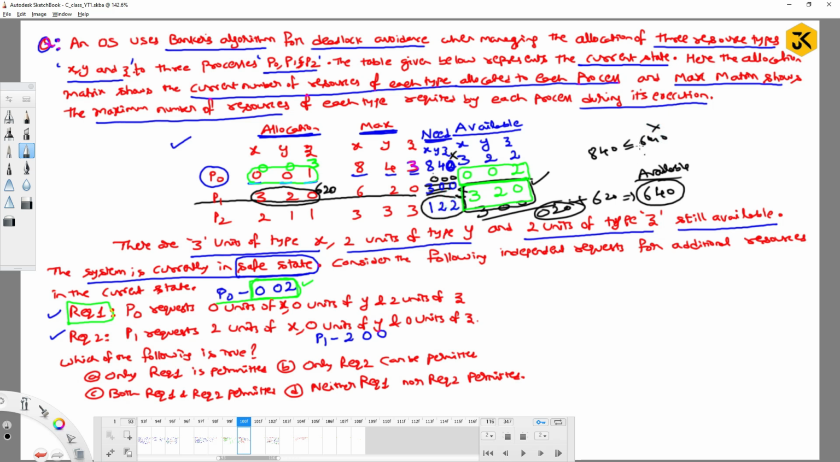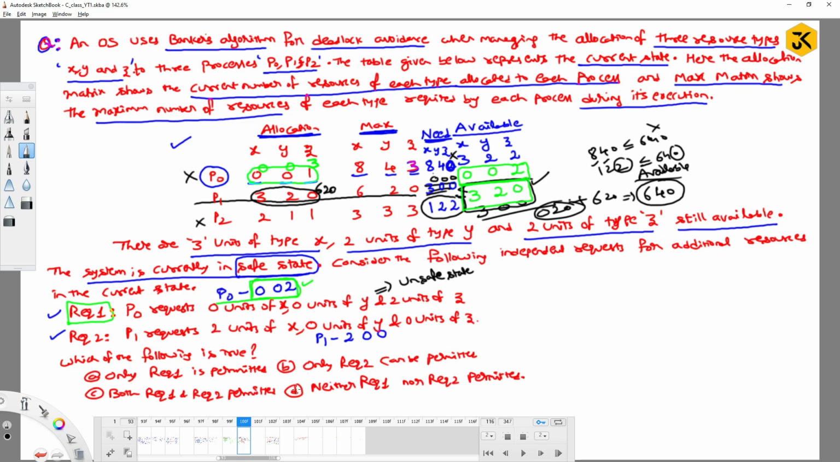Is 122 less than or equal to 640? So the first two are satisfied, but what about the third process, third request? It couldn't satisfy. So third also. So P0 is not satisfied and P2 not satisfied. So this particular request one leads to an unsafe state. Is it okay, guys? Yes. So request one is not permitted.